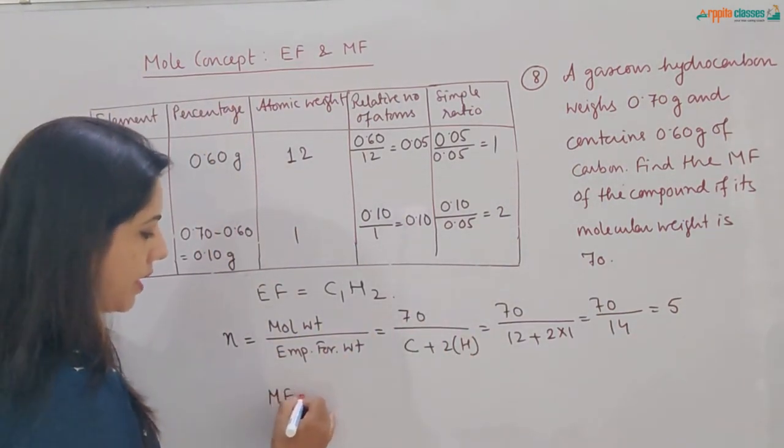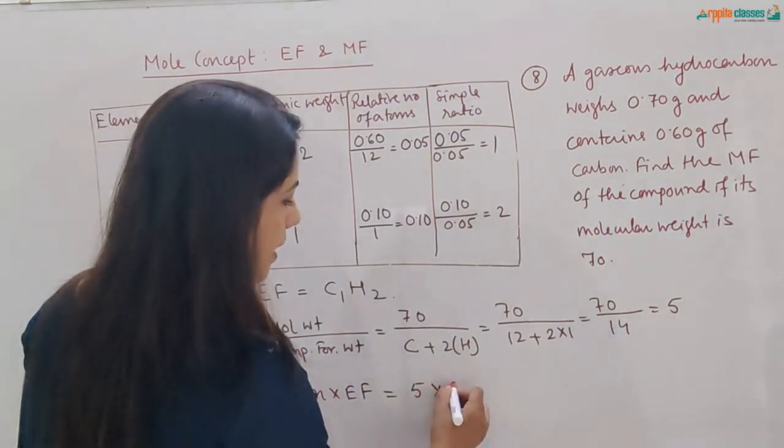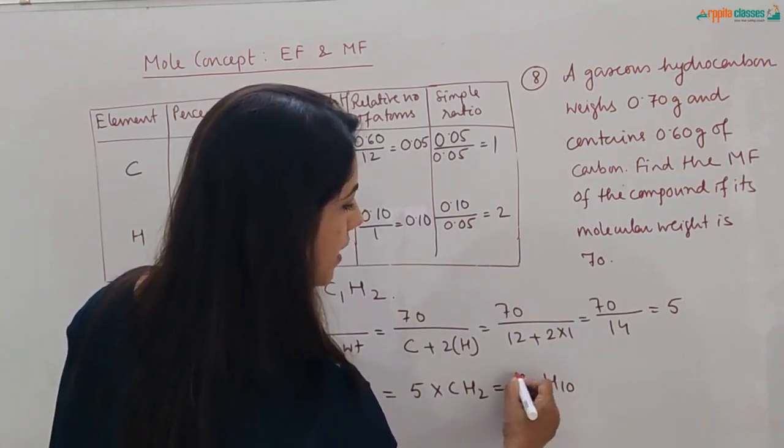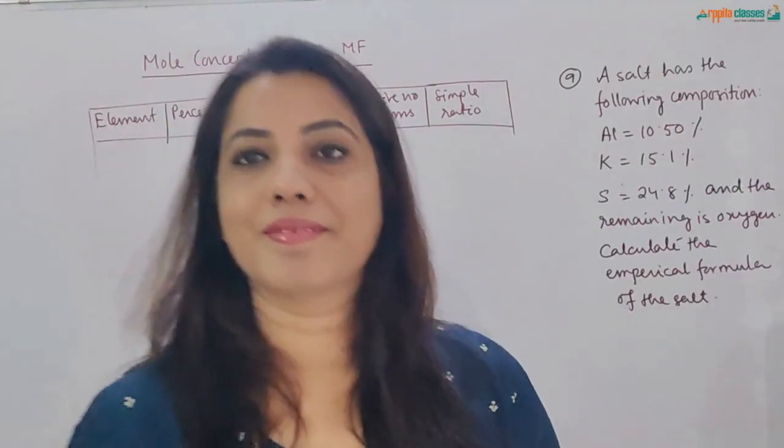Therefore, molecular formula is equal to N into empirical formula. N is 5 and empirical formula is CH2. So we'll get C5H10. So this is the molecular formula of this compound.